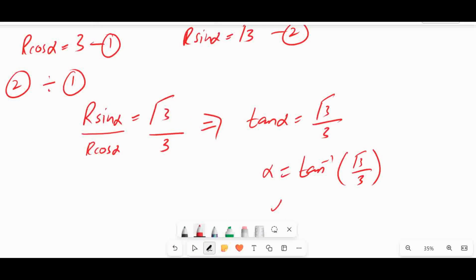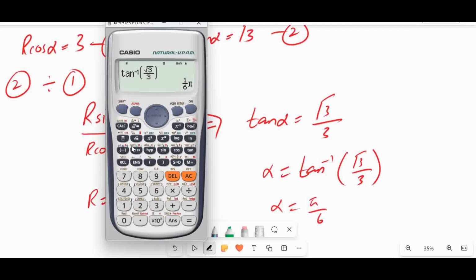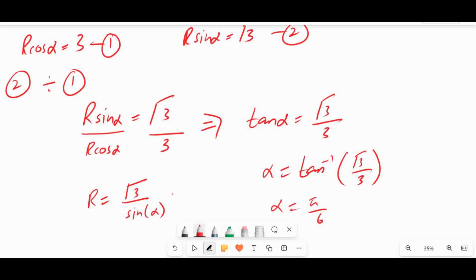So alpha will be equal to pi by 6, and r will be equal to what? We know that we can put it in any of the equations, sine alpha. So r will be equal to square root of 3 divided by sine of the previous answer. So this will be equal to 2 square root of 3. So r is equal to 2 square root of 3. This will be the final answer for this question.